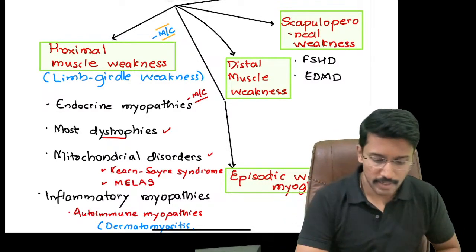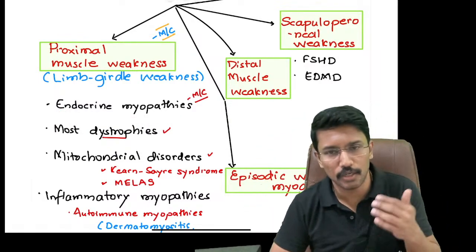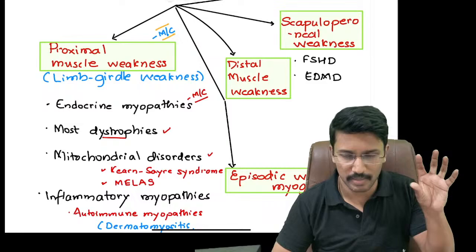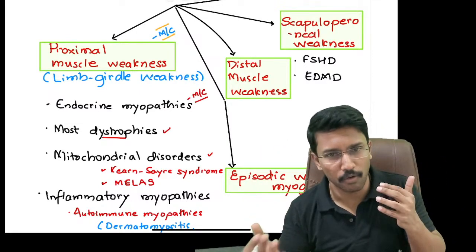Because see, if a diabetic presents with difficulty to comb, difficulty to lift objects, difficulty to get up from sitting position, then I know it is diabetes which has led to the myopathy, right? So I will call it diabetic myopathy.